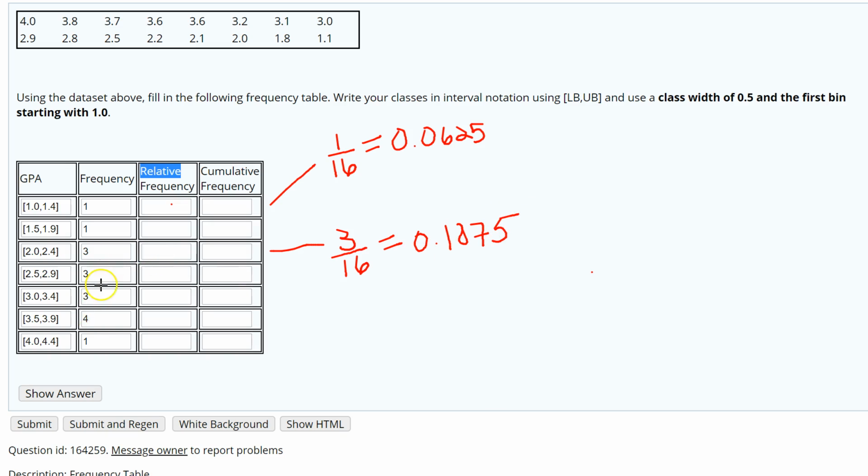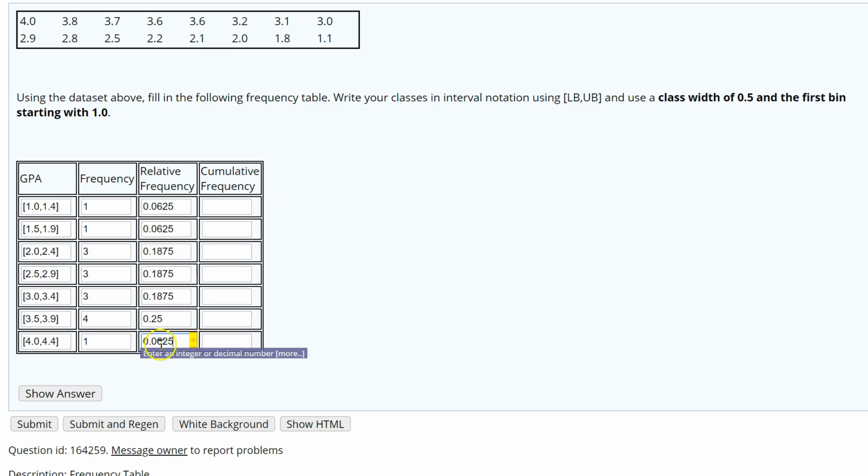Same thing with these next ones. The only one that looks like it's different is this one right here, which is 4 out of 16. So we just do it for every single line. And if we do this, we get 0.25. And so now that we have that, now we can actually put this into our table. All right, so I've typed in each of those.